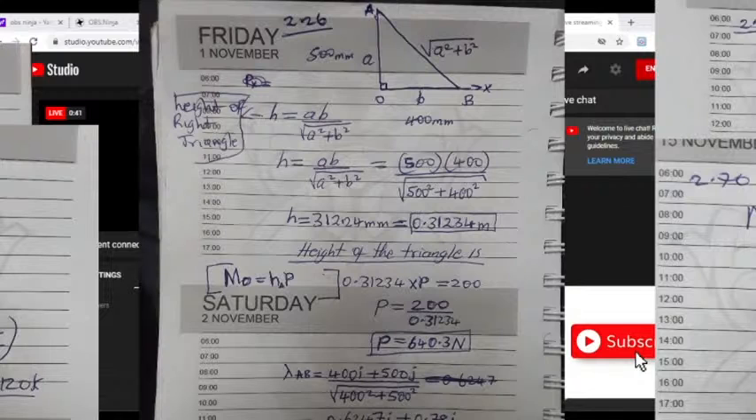Yes, the question 2.26. This is the first question that we are going to solve. If you can check here, we were given a diagram.